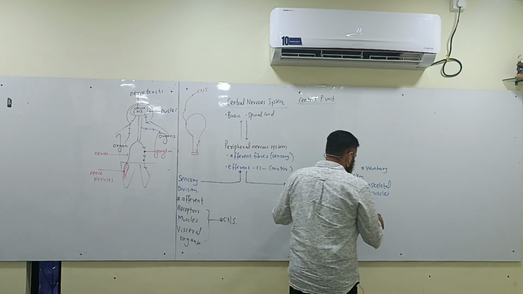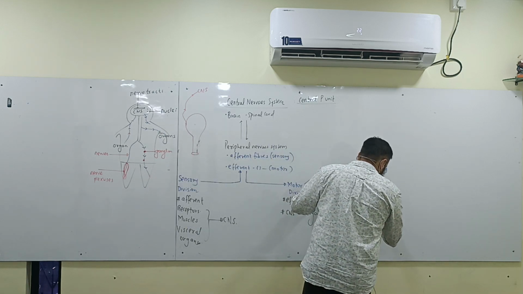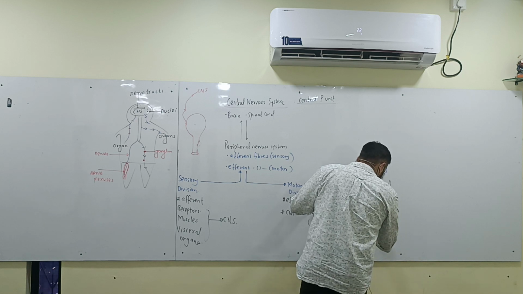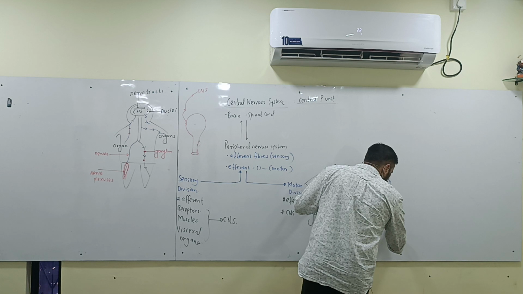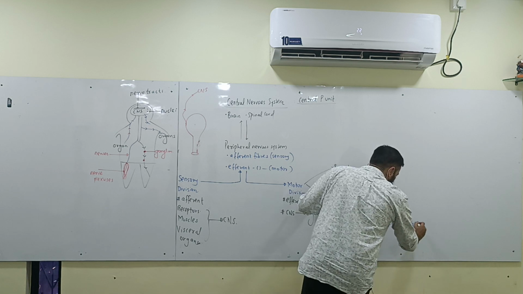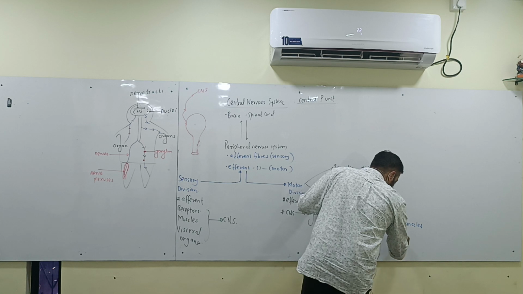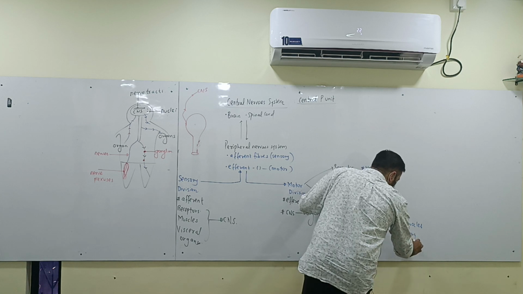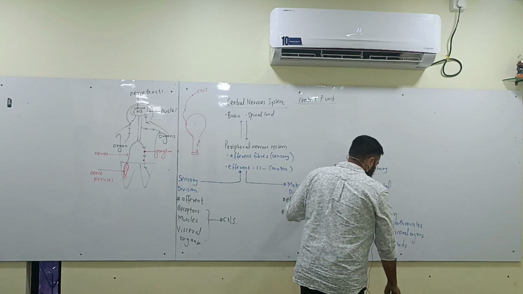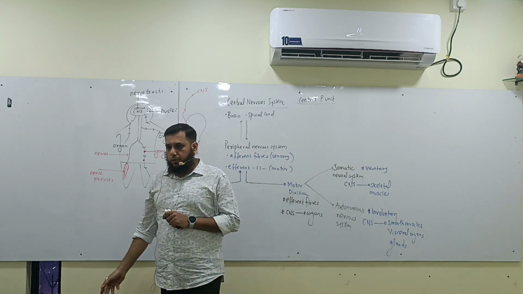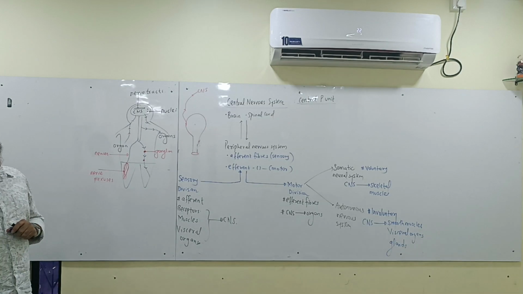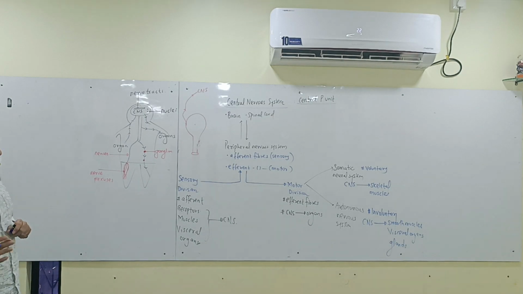The autonomic division consists of which activities? Involuntary activities. From the CNS towards your which muscles? Smooth muscles. As well as your which organs? Visceral organs, as well as your glands. Okay, like your salivary gland or your sweat gland, all those glands. Clear, guys, everyone? Yes. Okay.